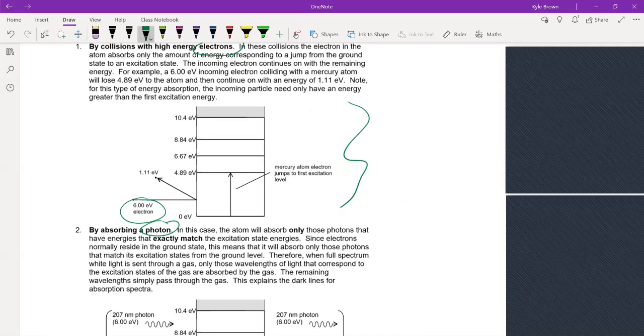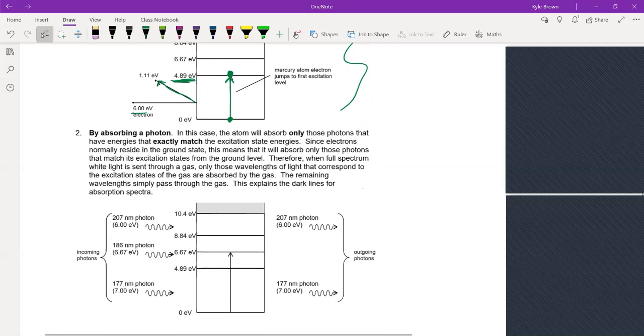If you had something with 6 electron volts coming in, and it does have that excitation level, so 6 is above 4.89, it's going to hit the atom, and it's going to leave with the energy that it has left, right? So it's going to excite this mercury atom. This mercury atom jumps up to the first energy level, right? So it's excited. It's sitting there at 4.89, okay?